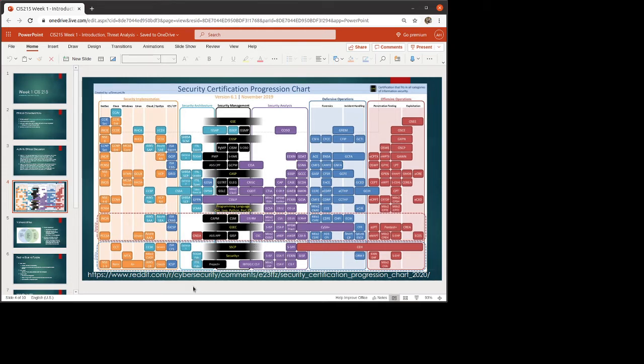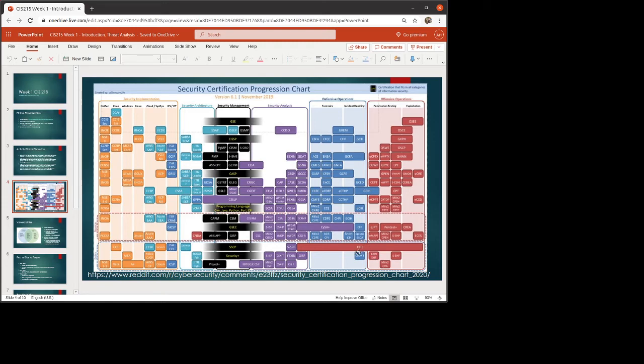Now, what you can actually see looking at this is, for example, the Security Plus can actually be used for people that are going for security architecture, management, and security analysis. Certified Ethical Hacker tends to be more offense, defense, so blue team, red team, purple team type of thing.